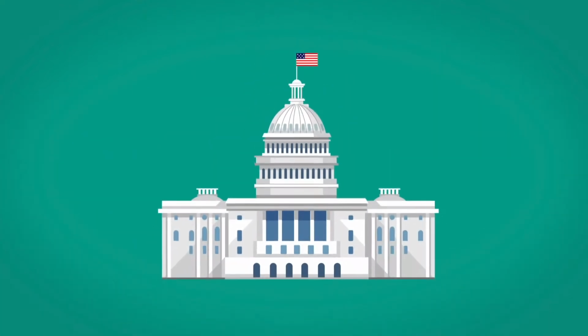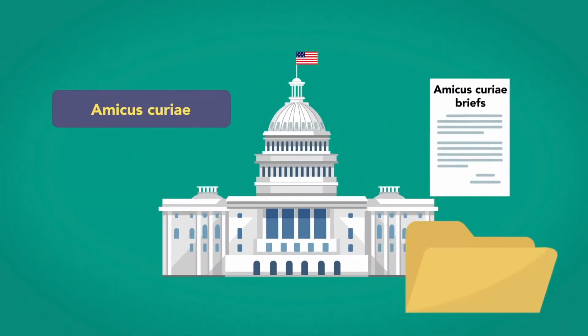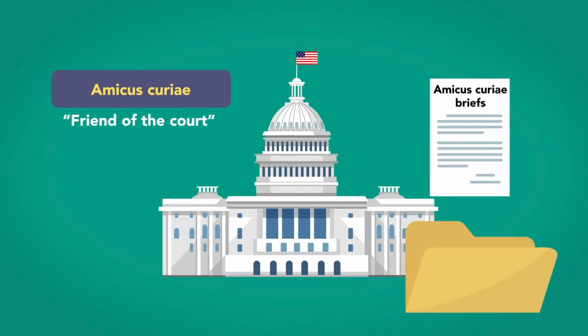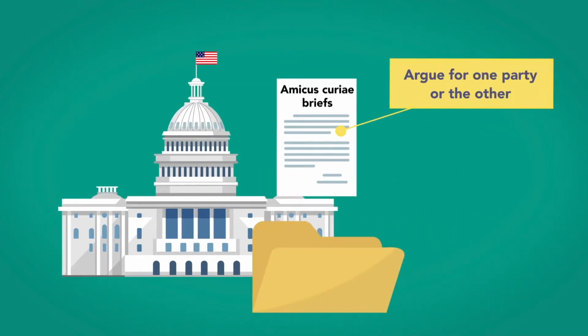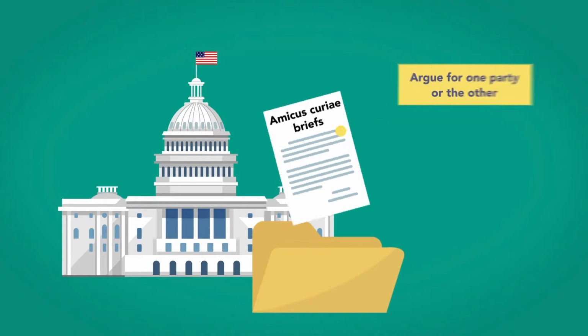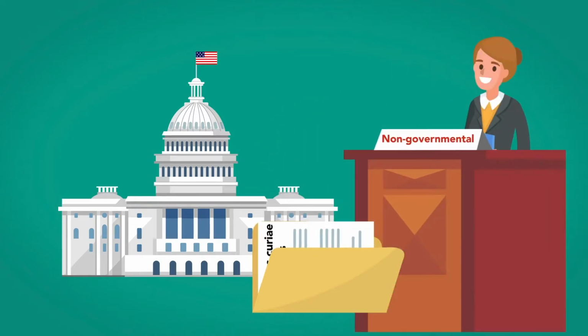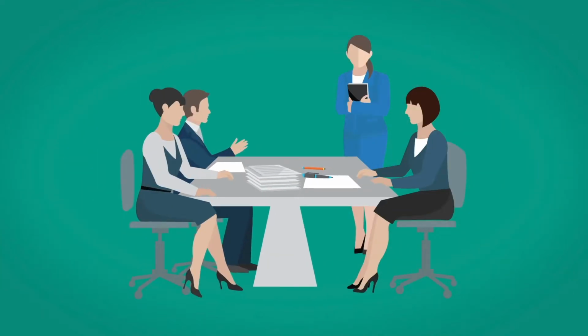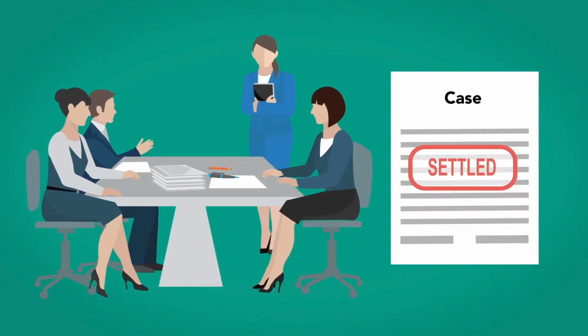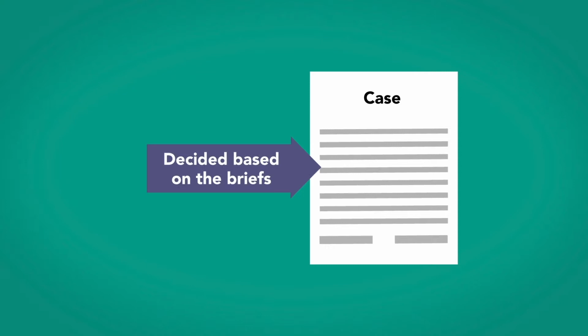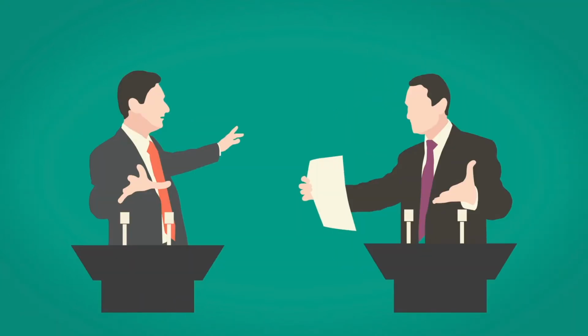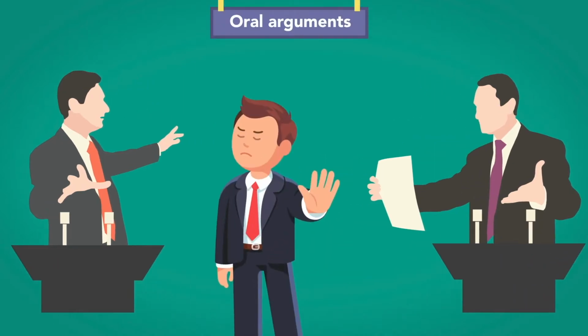The government is allowed to file amicus curiae, friend of the court, briefs at any time. These are briefs which argue for one party or the other. Non-governmental parties can also file these, but only with permission of the court. Appeals judges may order conferences to try to settle the case. If not settled, the case can be decided based on the briefs. Alternatively, if the court or a party wants, the court can also hold oral arguments. The panel may refuse to hear oral arguments if they are deemed unnecessary.